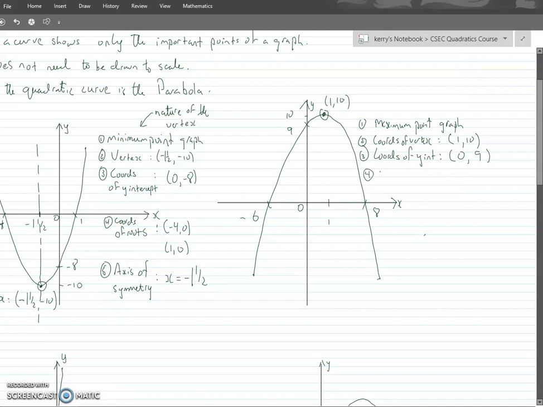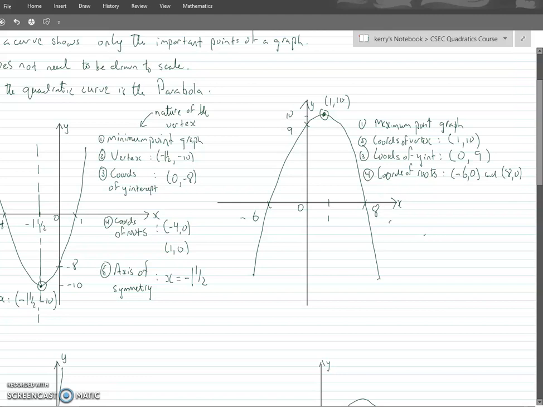Number 4, we want the coordinates of the roots. If we want the coordinates of the roots, we want where the graph passes through the x-axis. You notice the roots in this case are minus 6 and 8. Those are the roots, but the coordinates of the roots are negative 6, 0, x is negative 6, y is 0, and 8, 0. That's the coordinates of the roots.